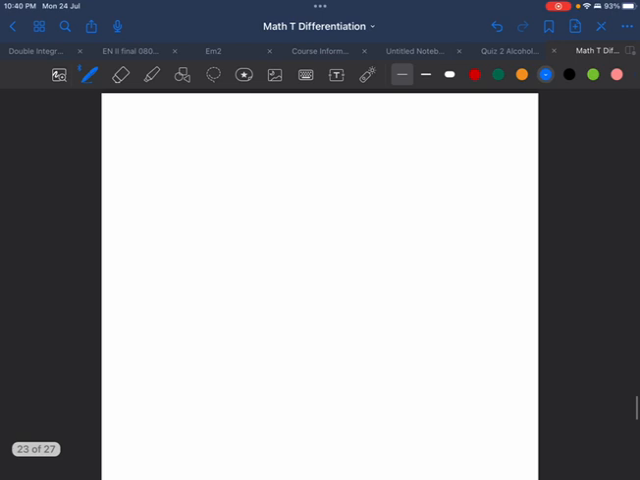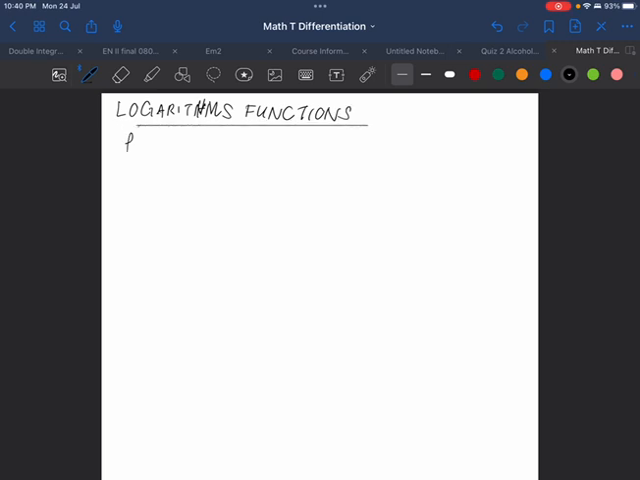So now we enter the logarithm functions. How do we differentiate the logarithm functions? Let's say we have f(x) equals ln x, then f prime x will be equivalent to 1 over x. In general we can just memorize this, but I can tell you how to derive it.